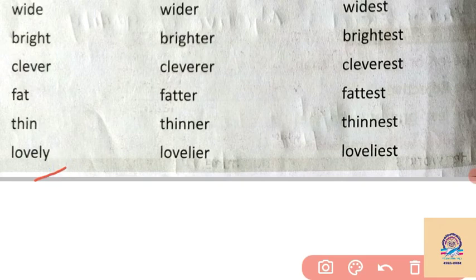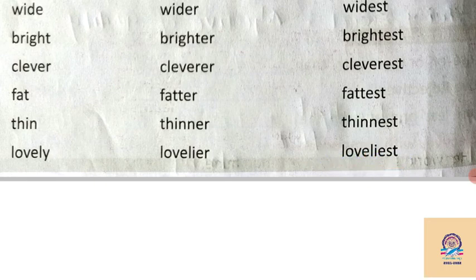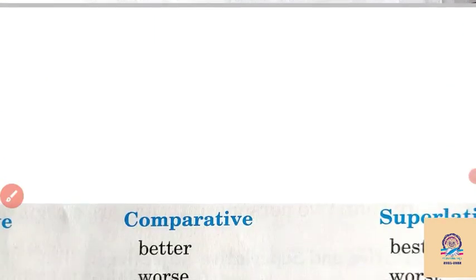Then lovely, y is given, so we have to remove y, we have to add i, then we have to add er for the comparative. Then once again for the superlative we change y into i, and we have to add est for the superlative degree here.